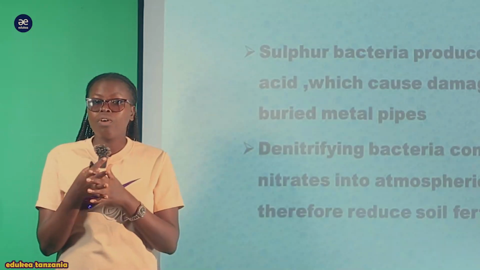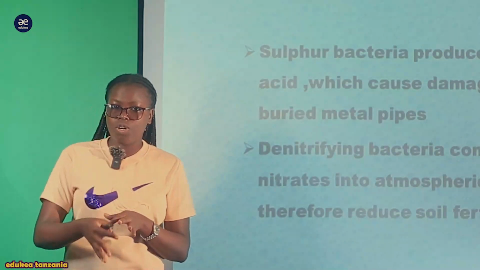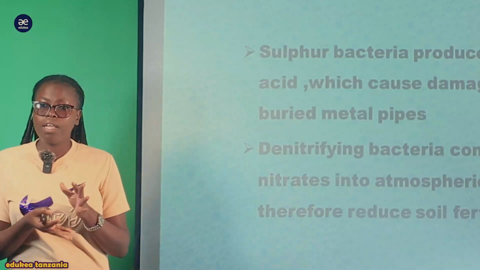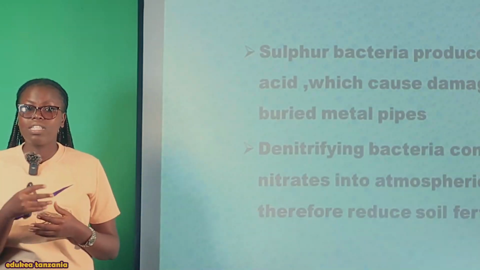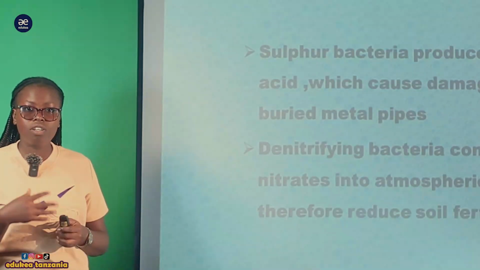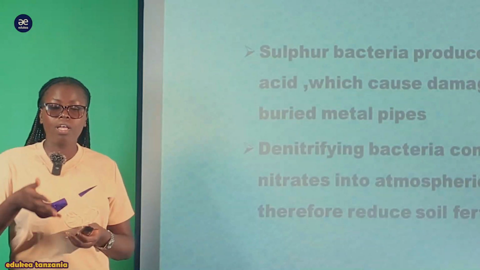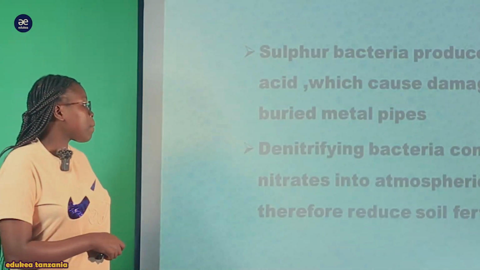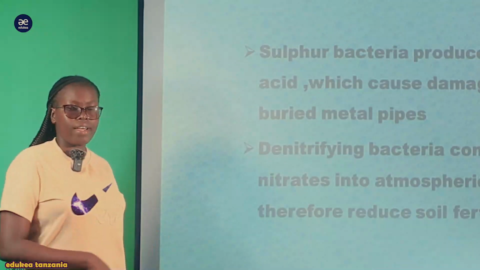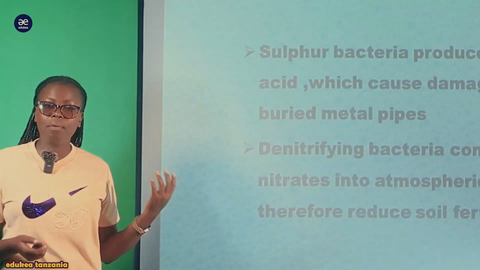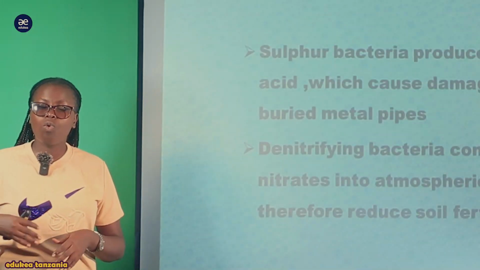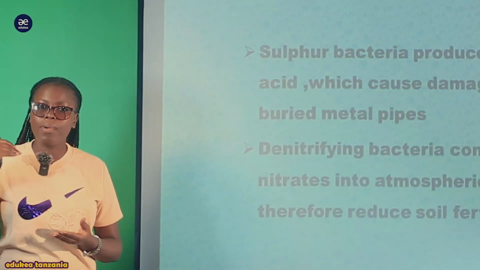Also, denitrifying bacteria. Denitrifying bacteria ni bacteria ambao wenyewe kazi yao ni kuconvert nitrate ambayo imebadilishwa by nitrogen fixing bacteria kurudi back to the atmosphere as nitrogen gas. Inapelekea the loss of nitrogen. Also, even inaweza kupelekea the reduction of the soil fertility.